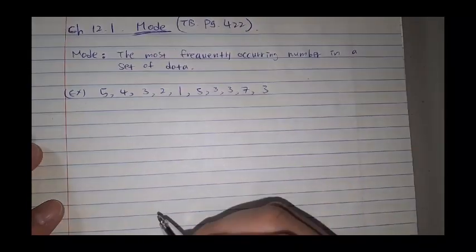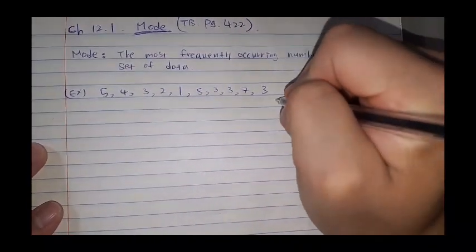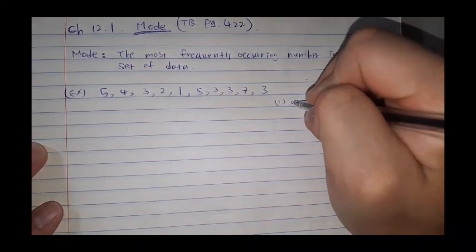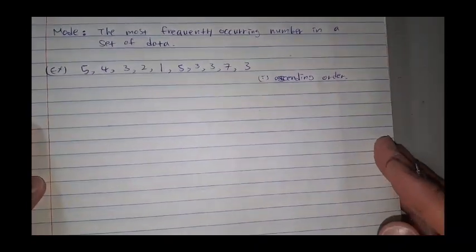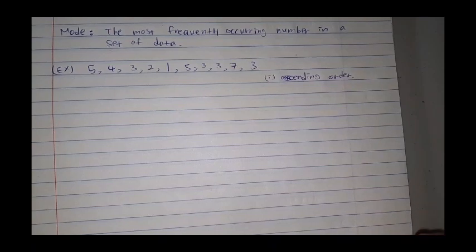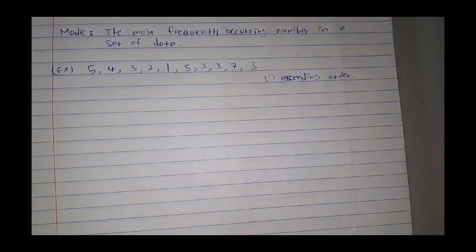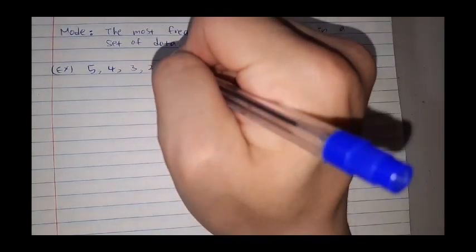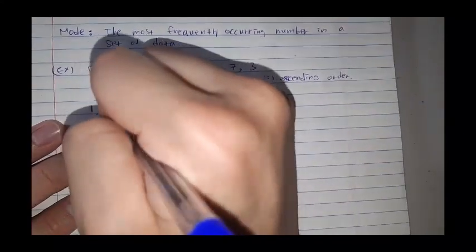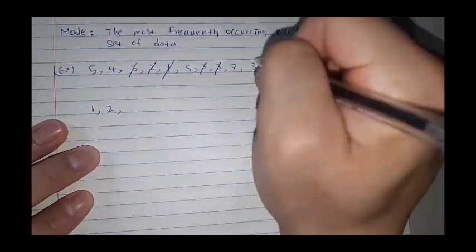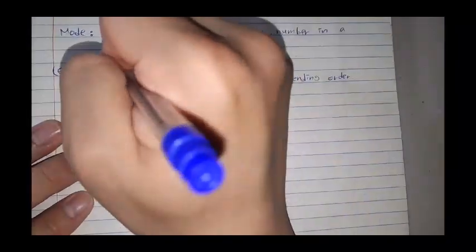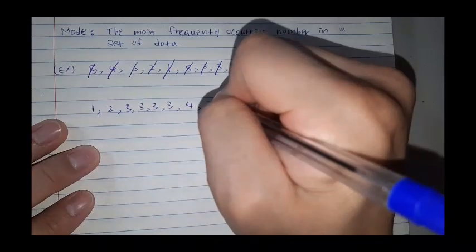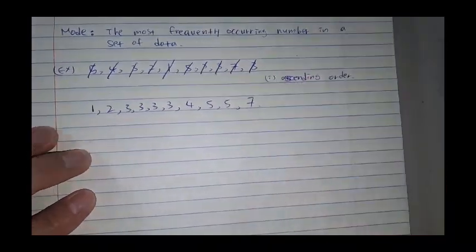So, here's what I do. I put ascending order so that you can start listing from lowest number to highest number. And I cross things out. 1's gone. 2's gone. 1, 2, 3, 4. 2, 3, 4. And then 4. 1, 2. There you go.